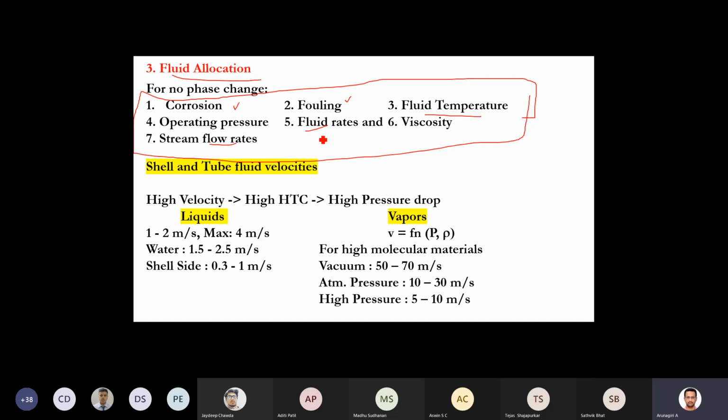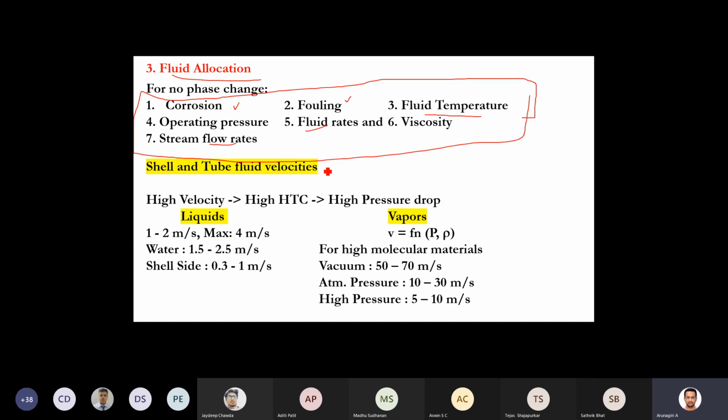If the flow rates are very high, and the viscosity, which is an important factor, is very high, those fluids will normally be used in shell side. This is the fluid allocation. Once you have calculated the heat duty, you have to identify the suitable medium. Then you have to allocate the heating medium and cooling medium, or process fluid or service fluid, in shell side or tube side. Fluid allocation has to be done.